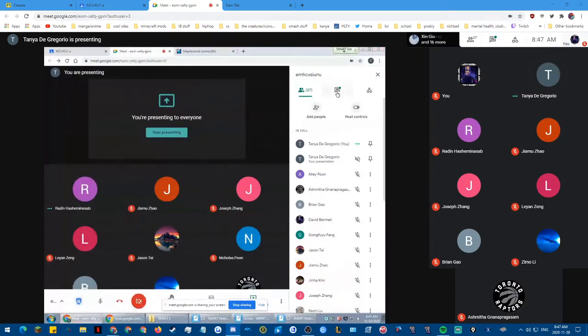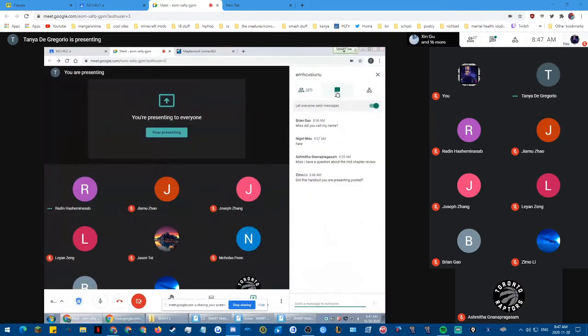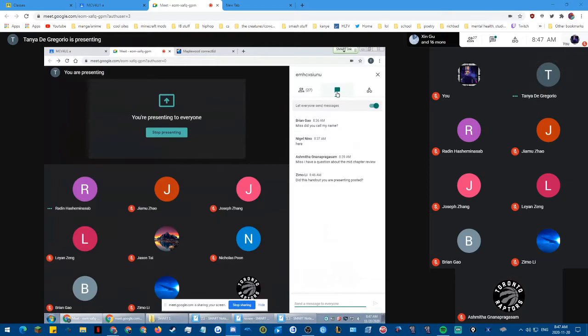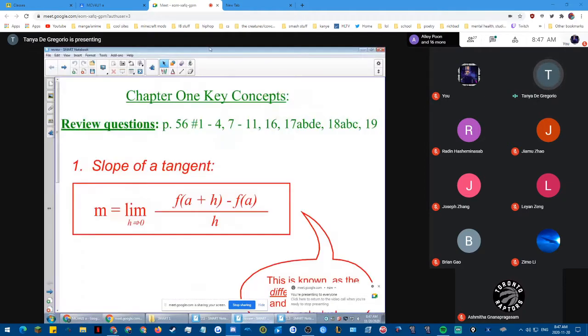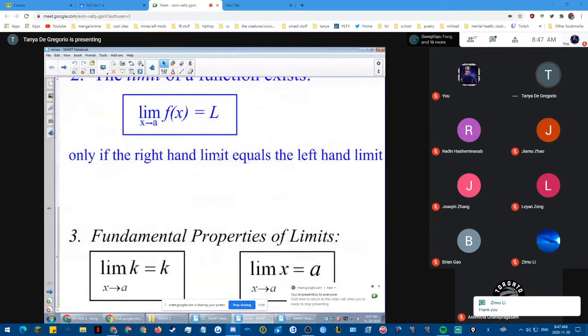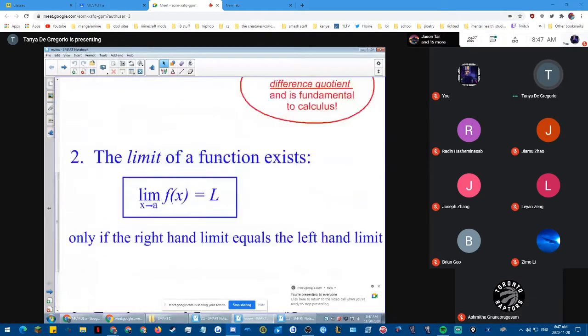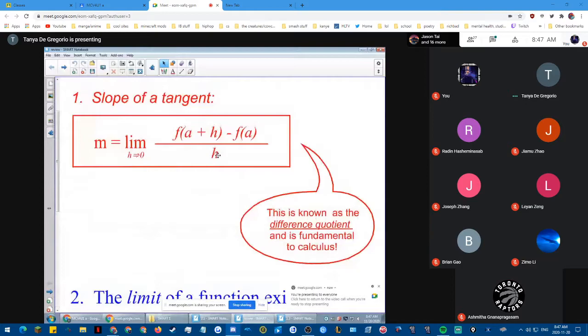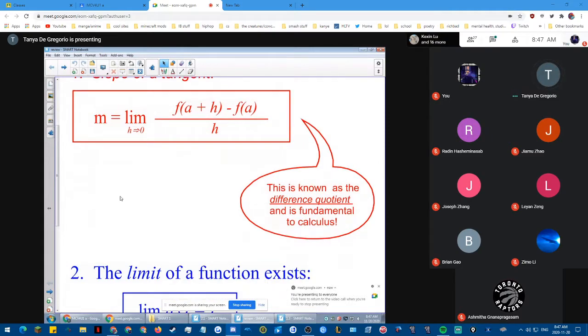I did not post it, Simon, yet. I will post it today. Okay? This handout right here, I will post it today. Okay? It's just showing a little overview of what we learned. So see this? This is how we find our slope of a tangent, right here, that formula right there. Okay?